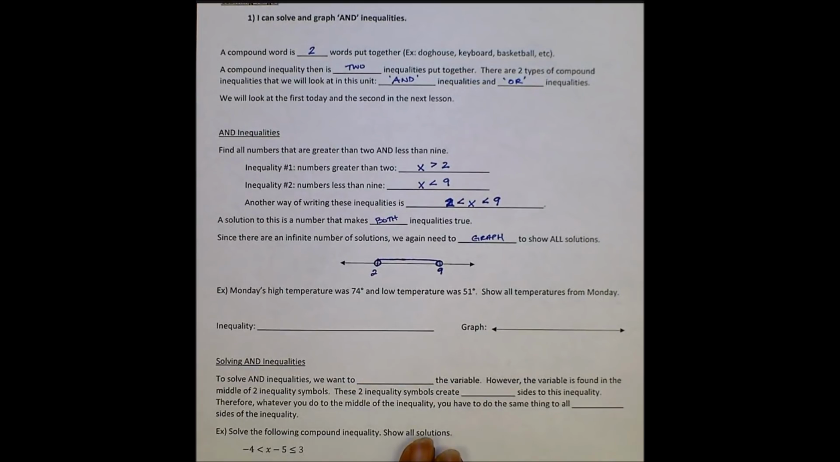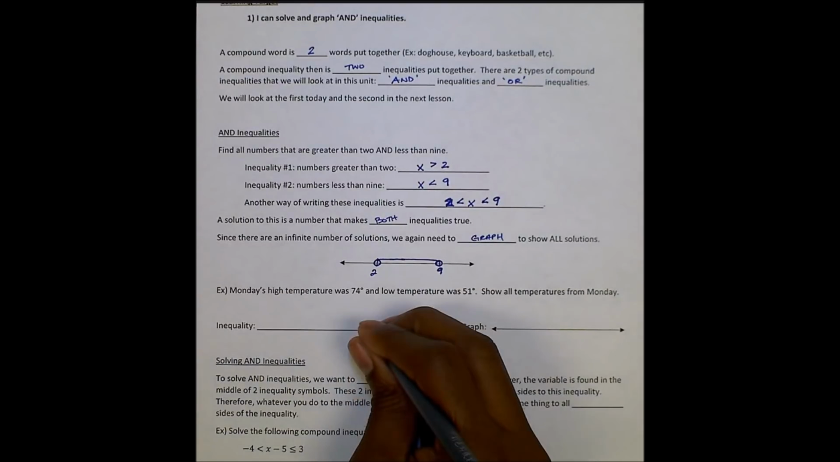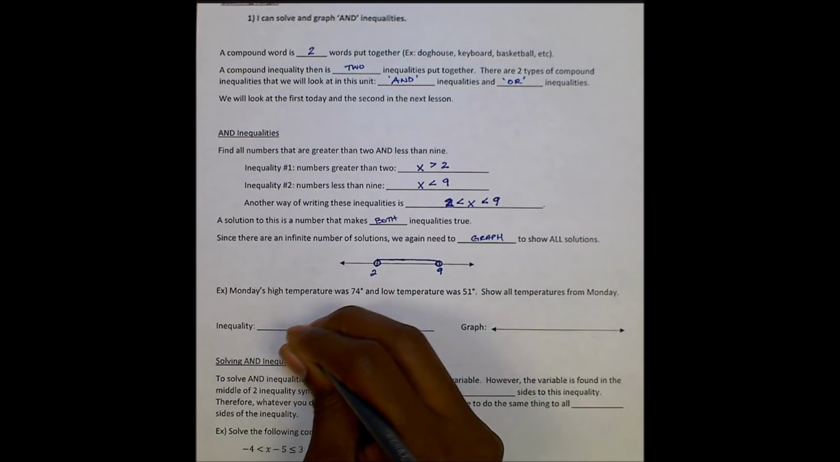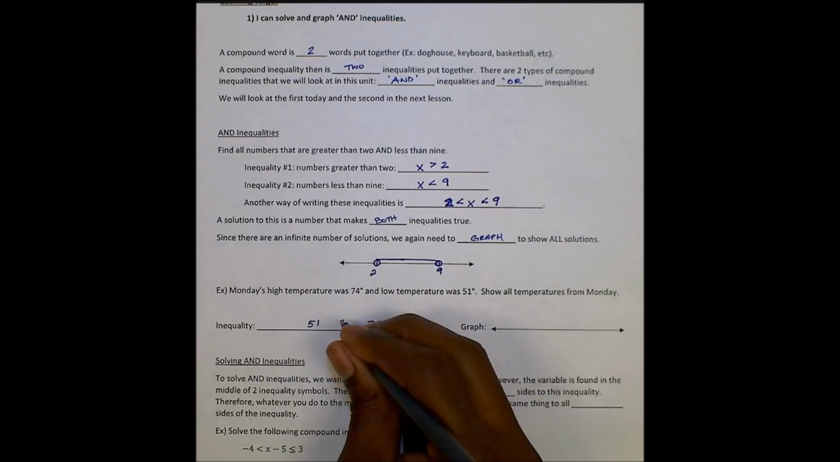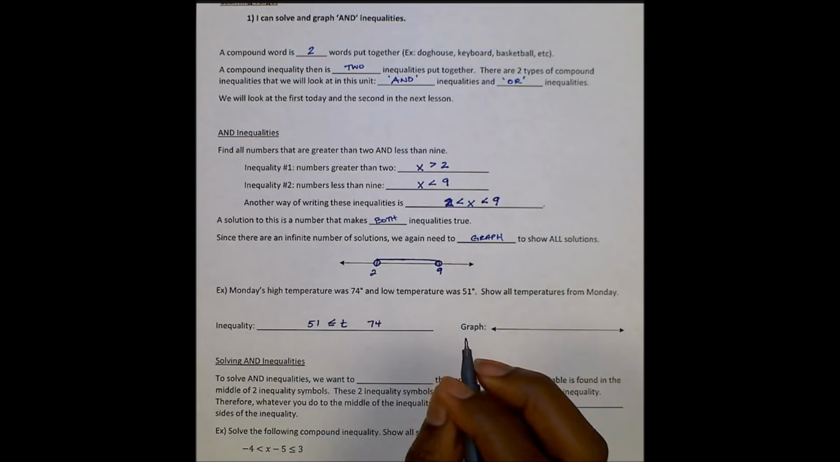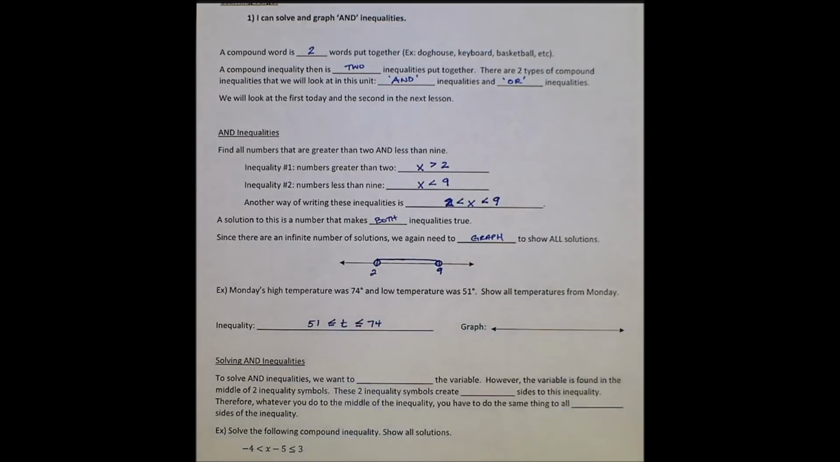Looking at the next problem, it says Monday's high temperature was 74 and low temperature was 51. Show all temperatures from Monday. So here's our inequality. The high was 74, the low was 51. Our temperature was somewhere between there, so being greater than or equal to 54 and less than or equal to 74. Sorry, greater than or equal to 51 and less than or equal to 74.